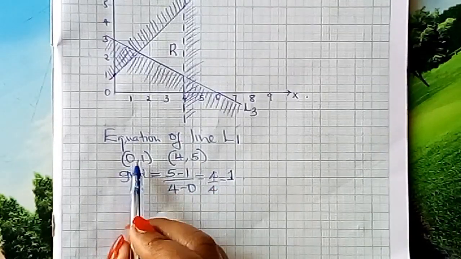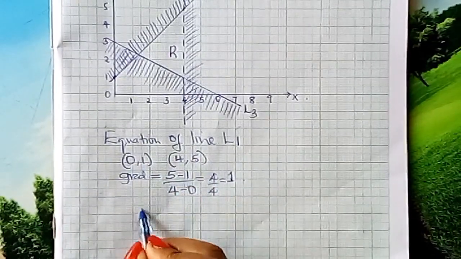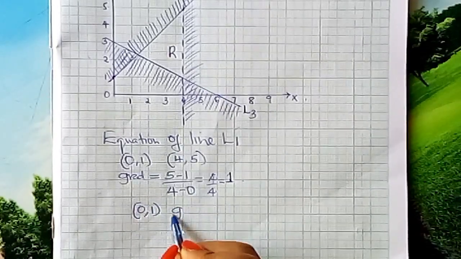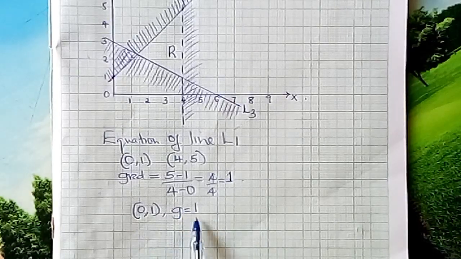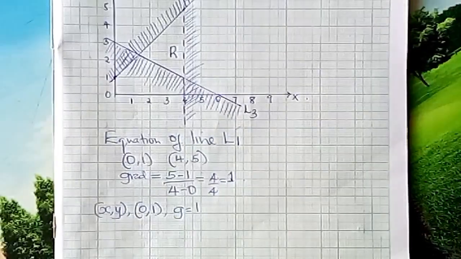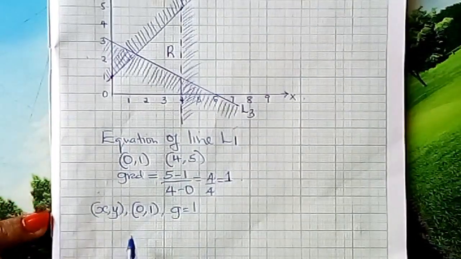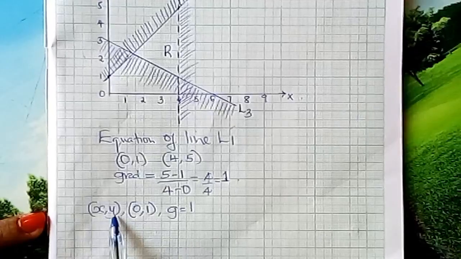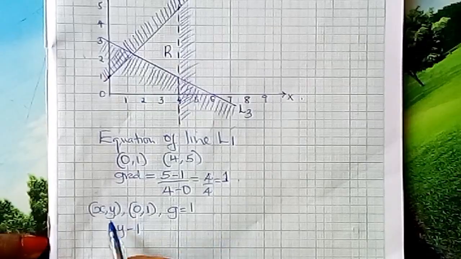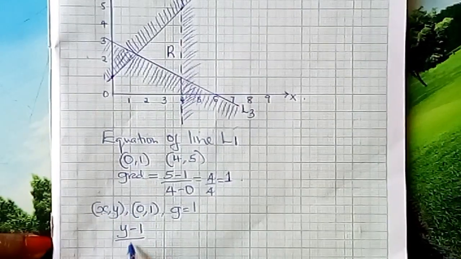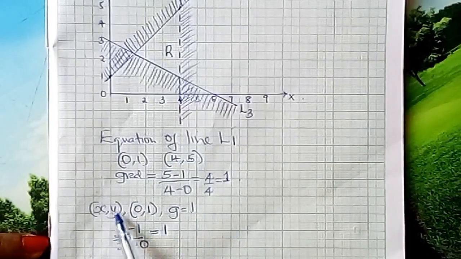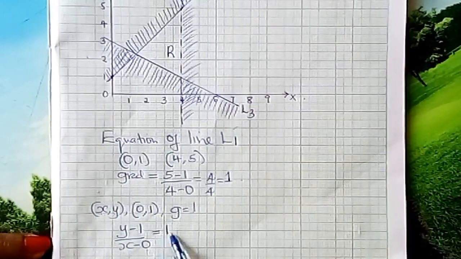Then you pick one of these points, either this or this. I know you have done this in the past. 0, 1, and the gradient is 1. Then you introduce point x, y. So to get the equation of the line, you talk of change in y. So y minus 1, learner, divided by x minus 0 is equal to the gradient there. y minus 1 over x minus 0 is equal to 1.